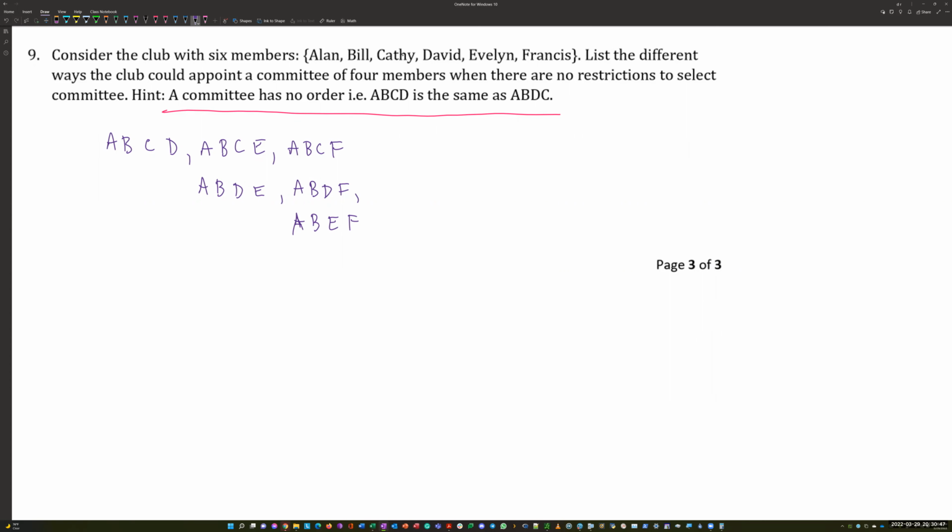Now we could have Alan and we can't have Bill anymore. We need to have Kathy, right? So we could have Alan, Kathy, David, and Evelyn. I could have Alan, Kathy, David, and Francis. I could have Alan, Kathy, Evelyn, and Francis. Is that right? Yes, correct. Now I can't have Alan and Kathy anymore. So now I need David. So Alan, David, Evelyn, and Francis, and I can't do anything else with that. Does that make sense? Yes.